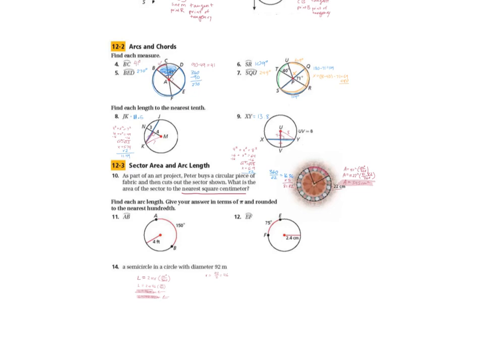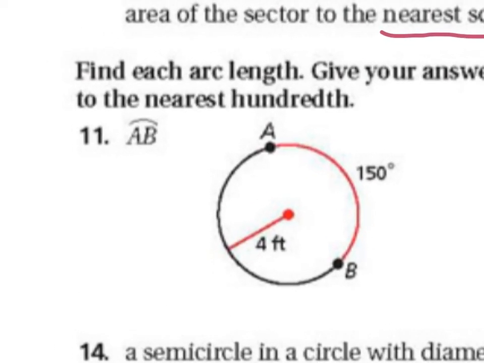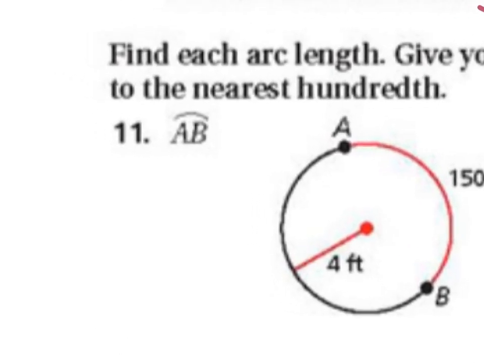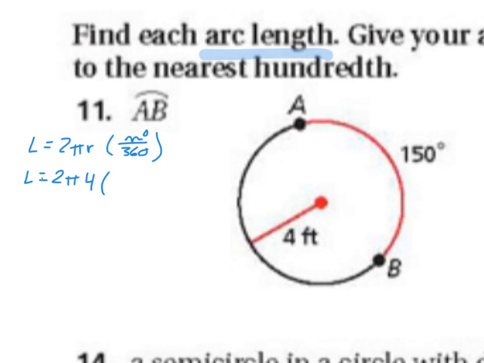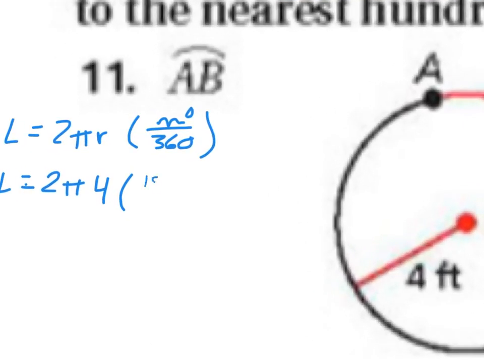Okay, moving on to 11. We're trying to find arc AB. So here we're looking for the arc length, so we're going to use our formula 2 pi r times the measure of the arc degrees over 360. Our radius is 4, and our measure of the arc that we're looking at is 150. So we're going to have 150 over 360.